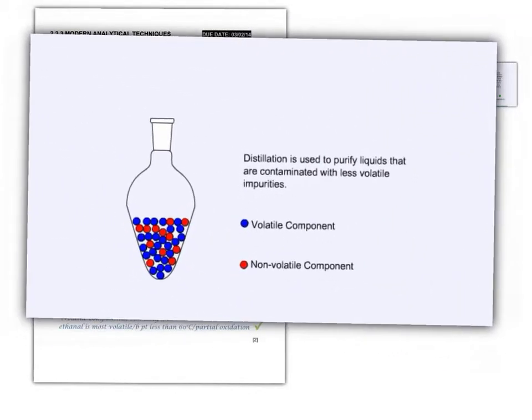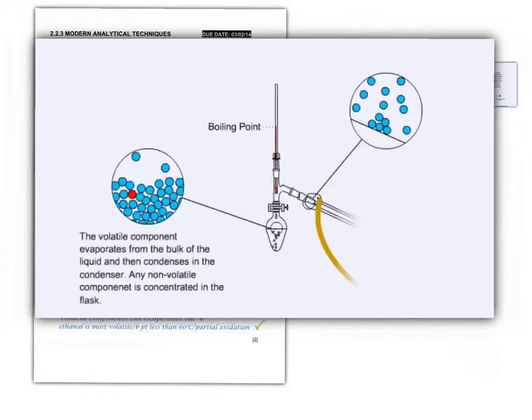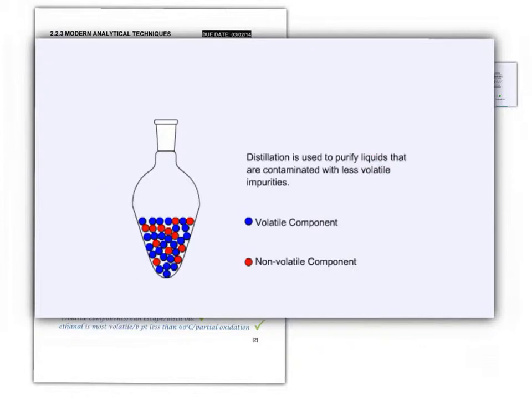What we have here is a little video about two different compounds. The volatile component is shown in blue, the non-volatile component being described by the red molecules over here. Now when we actually do start to heat this mixture up, what you will notice is that the blue circles will tend to boil over first, and the red ones will not boil over, as you can see over here. The red molecules are not boiling over, while the blue ones are being released and collected through the condenser over here.